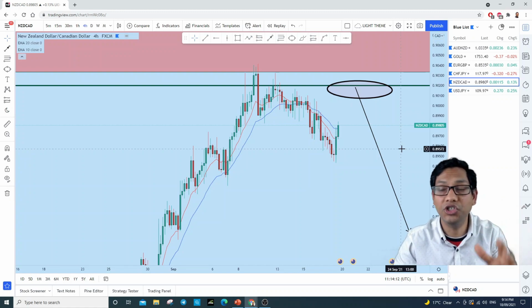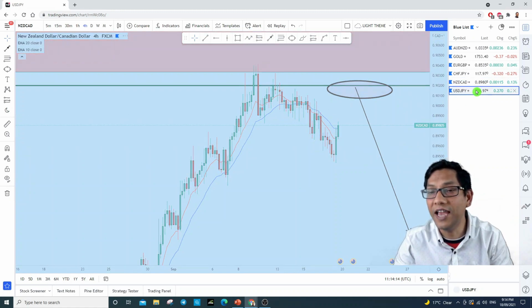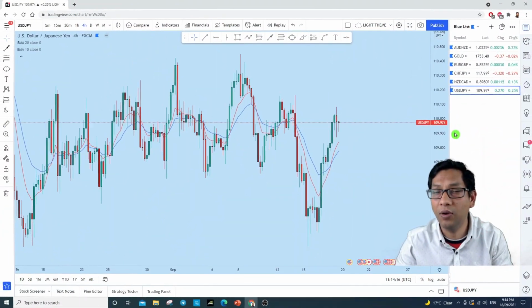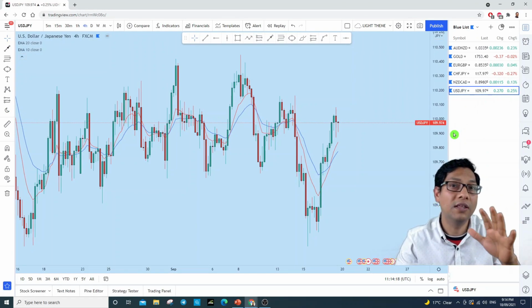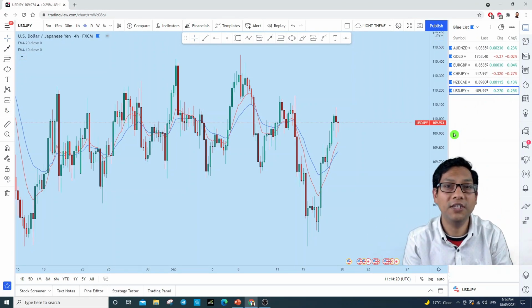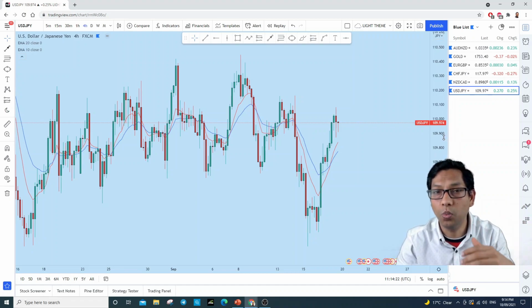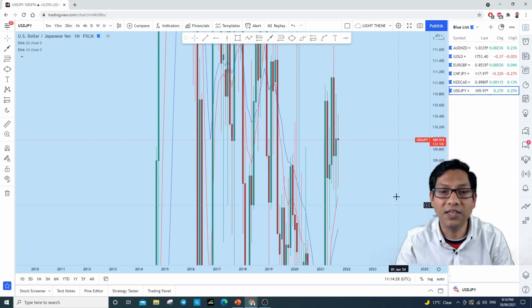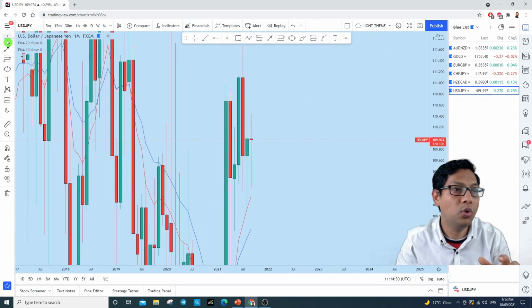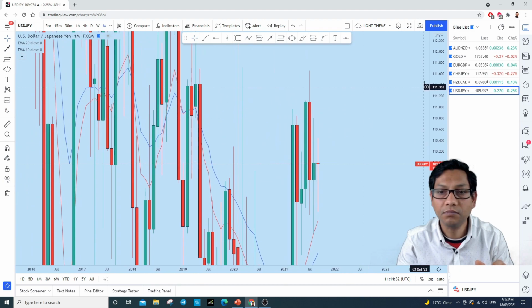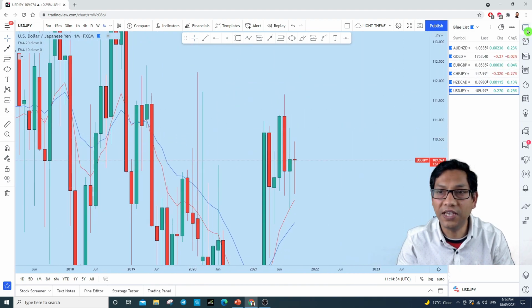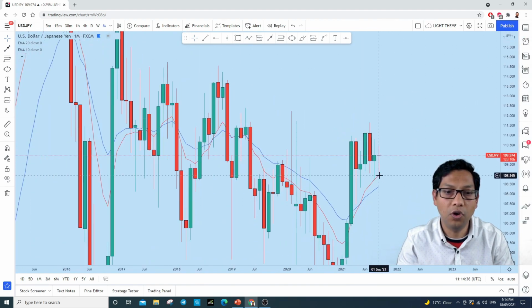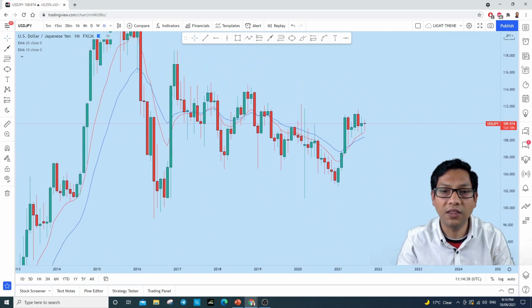Now let's jump on to dollar yen, and then we'll analyze gold, the last one. So wait till the end to see what might happen with the gold as well. Now dollar yen, let's jump first on the monthly time frame. On the monthly, first of all, look at the bigger picture on the monthly time frame.